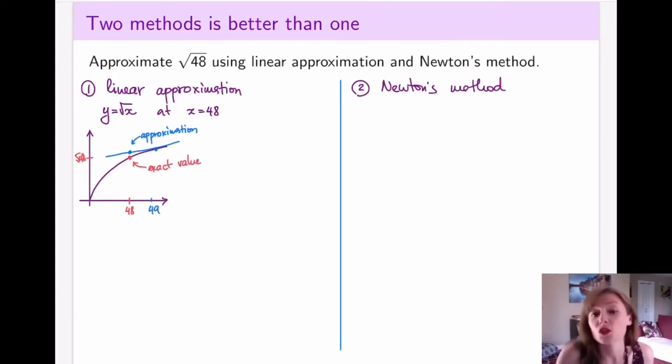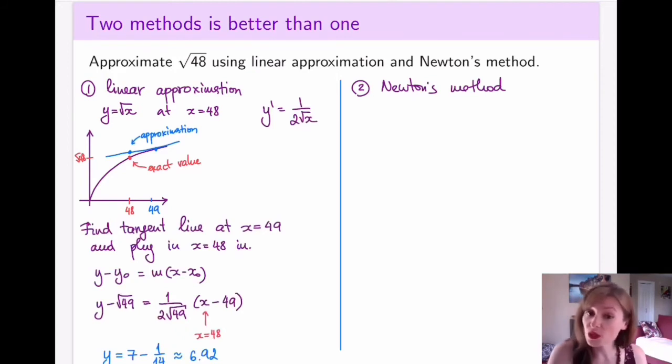Okay, so now pause the video here for a second and write down the equation of the tangent line to the curve root x at 49. And then plug in x equals 48 into it here.